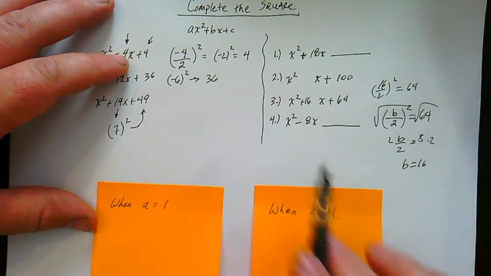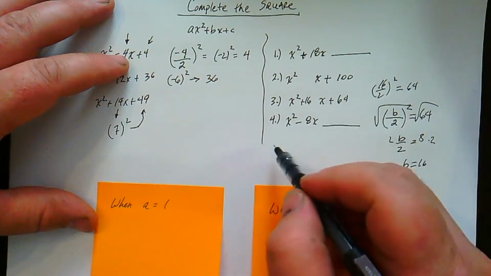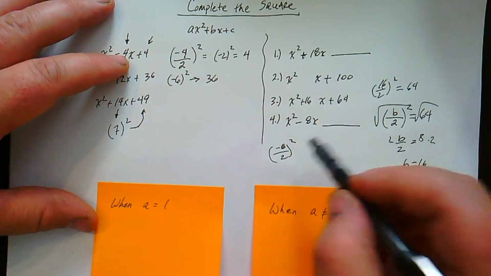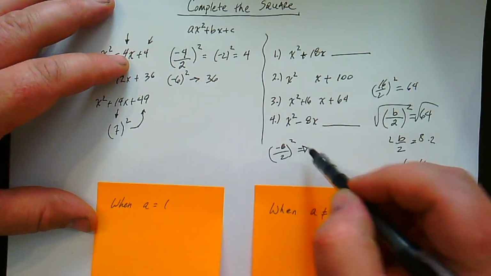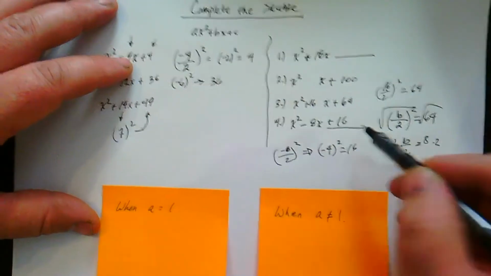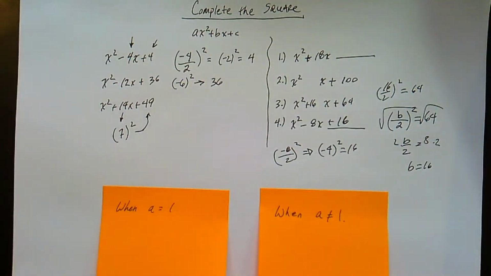There you go. Whereas this one, all I got to do is take half of negative 8 and square it. So that would be negative 4 squared, which is 16. You see? So there's the shortcut. There's the pattern for these perfect squares. Half of b squared is going to equal c, and boom, you're done.